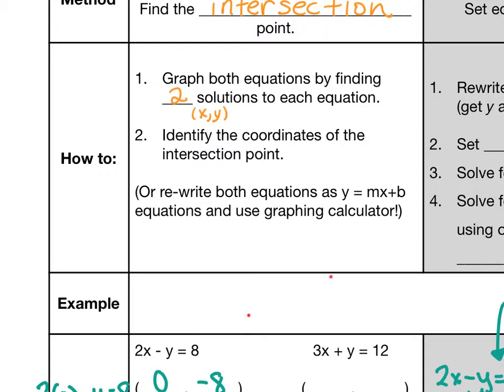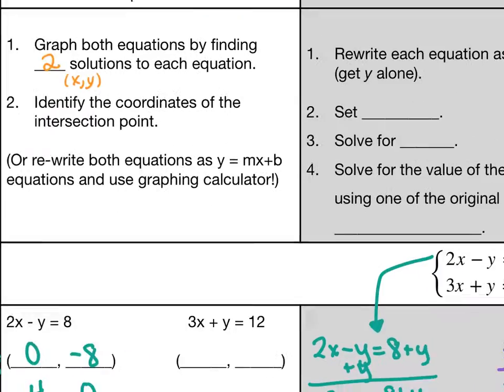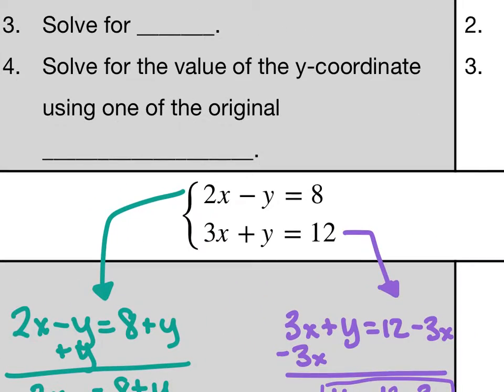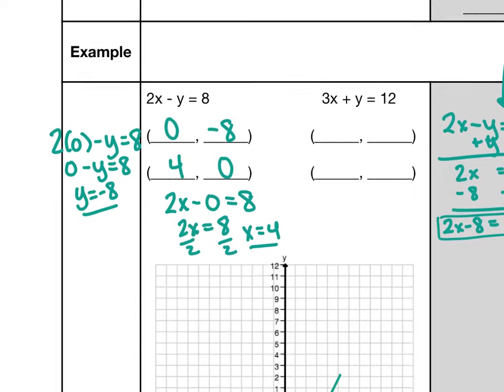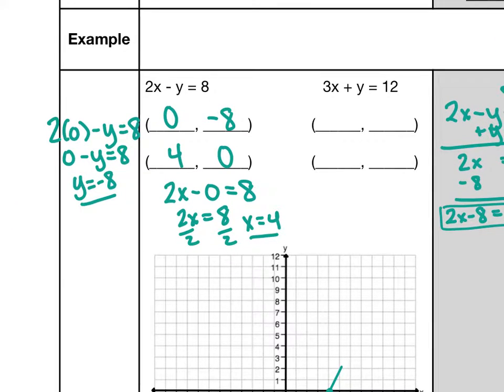The example here that we're going to revisit with all our solving methods is this system: 2x minus y equals 8 and 3x plus y equals 12. Those same equations are written over here, and I've already done some of the work for you for the first equation. So let's just look at the second equation and how we're going to come up with some points or coordinate pairs that are on this line.